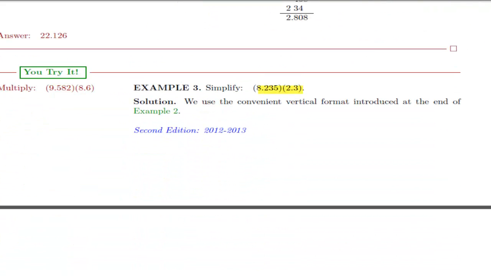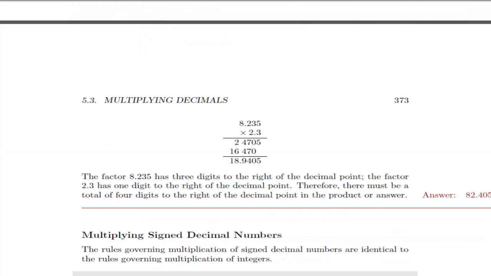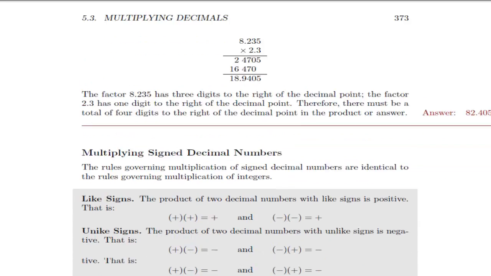Example 3. Simplify the product. Solution. We use the convenient vertical format introduced at the end of example 2. Treat the decimals as whole numbers, so it would be 23 times 8,235 to get 189,405. Then the factor 8 and 235 thousandths has 3 digits to the right of the decimal point, and the factor 2 and 3/10 has 1 digit to the right of the decimal point. Therefore, there must be a total of 4 digits to the right of the decimal point in the product or answer. So the solution is 18 and 9,405 10,000ths.